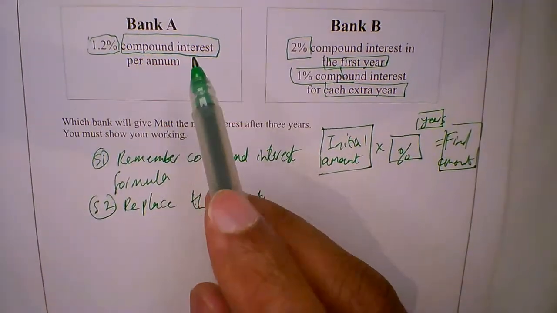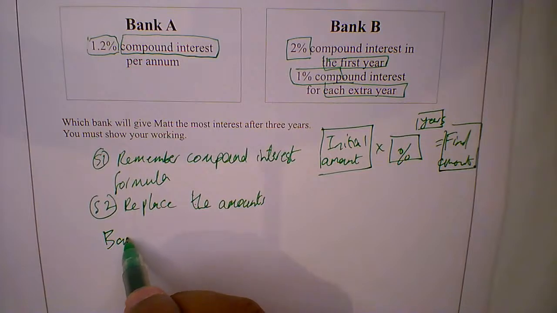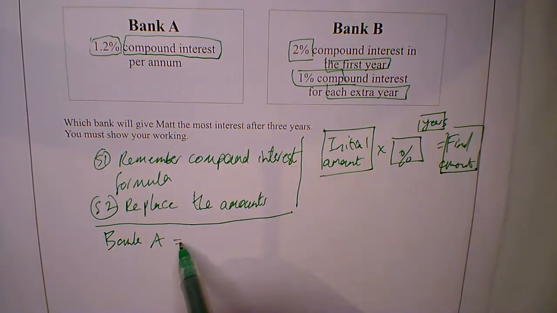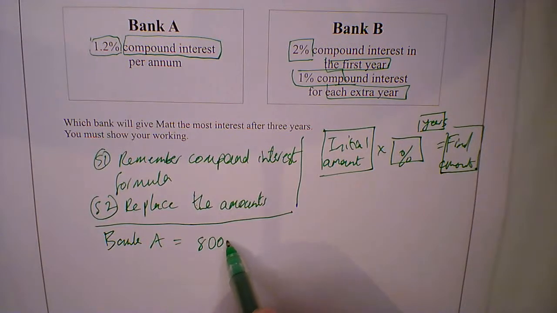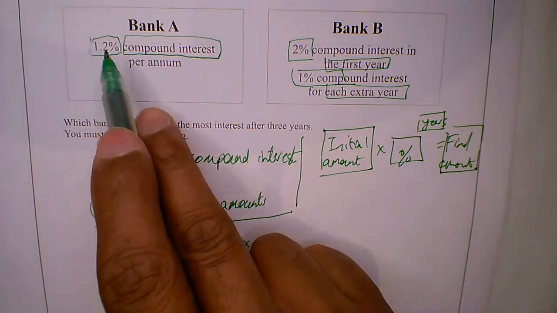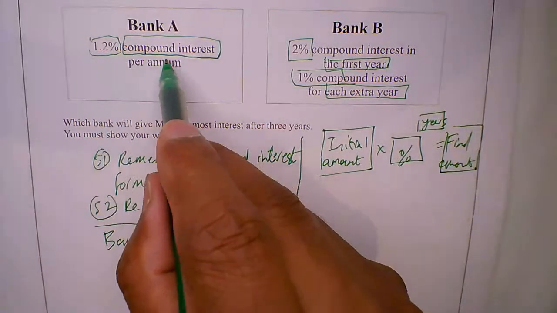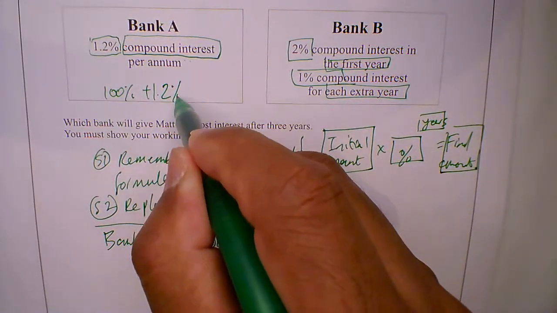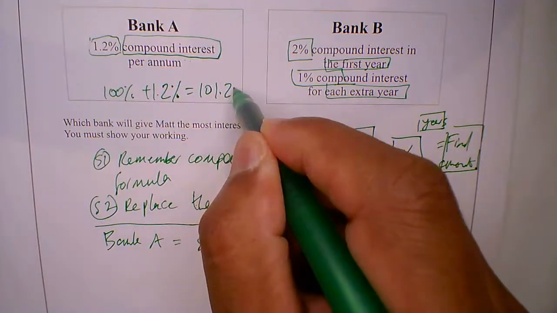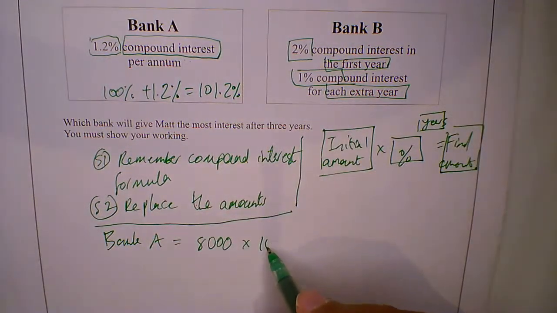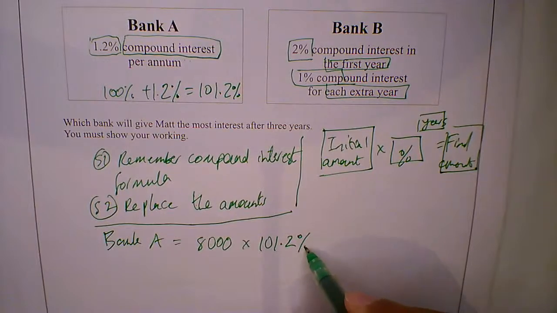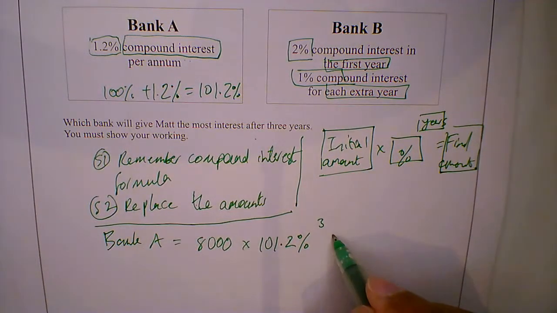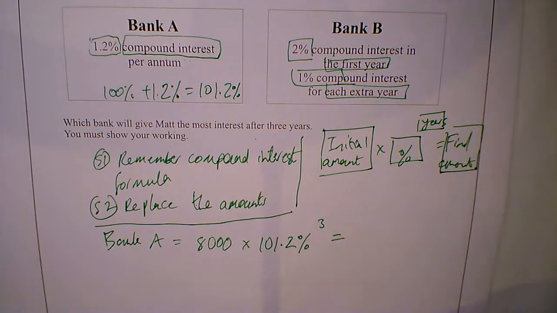So let's have Bank A. Our initial amount is £8,000 times by our percentage. We always add for compound interest, so 100% plus 1.2% gives us 101.2%, and it's for 3 years. So raised to the power 3, and we can put that into our calculator.